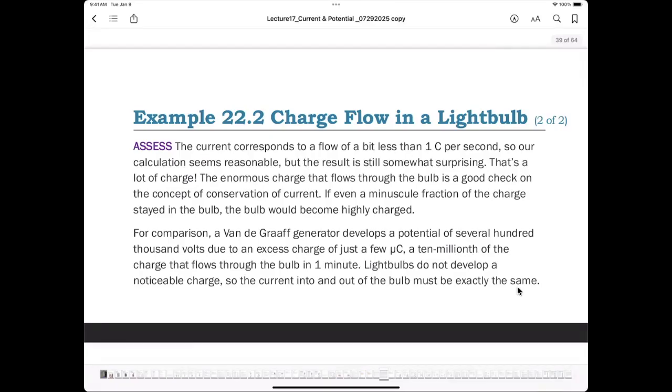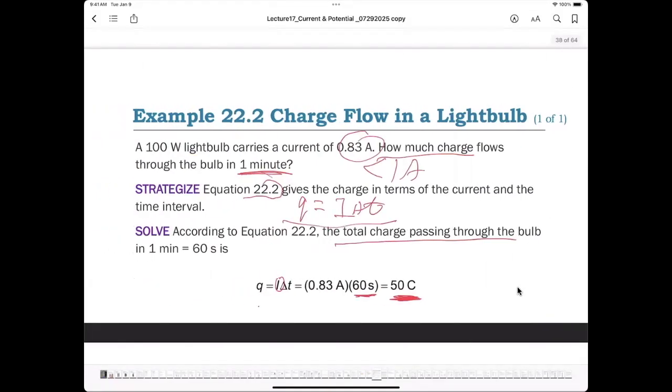For comparison, a Van de Graaff generator develops a potential of several hundred thousand volts due to an excess charge of just a few μC, a 10 millionth of the charge that flows through the bulb in 1 minute. Light bulbs do not develop a noticeable charge, so the current into and out of the bulb must be exactly the same.